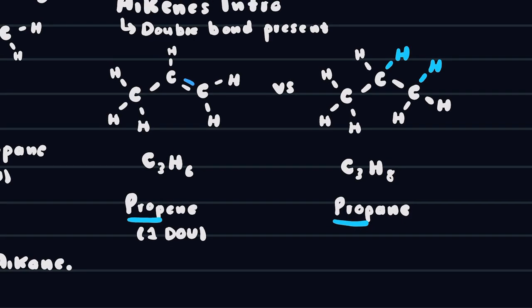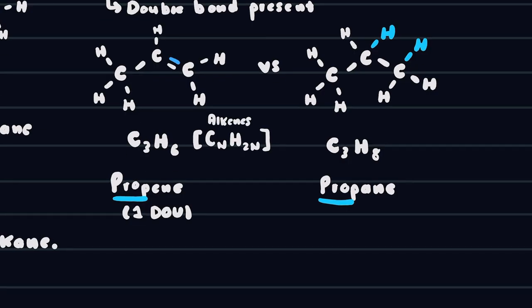Now, as you can see, the formula for propene is C₃H₆, which matches CₙH₂ₙ. This will ultimately end up being the formula for alkenes, but you don't need to know that yet. Just a fun fact. And for propane, the formula ends up being CₙH₂ₙ₊₂. And remember, n is the number of carbons, which is the formula we know for saturated alkanes.